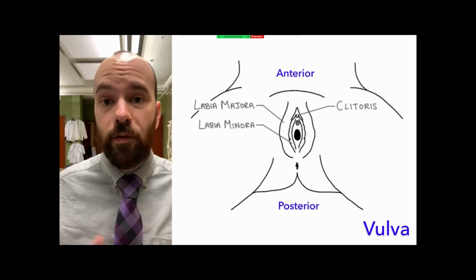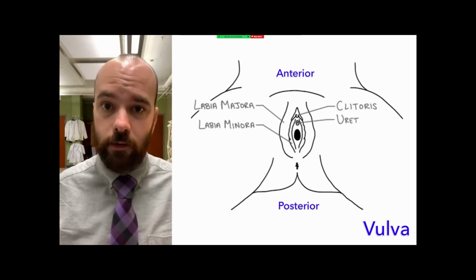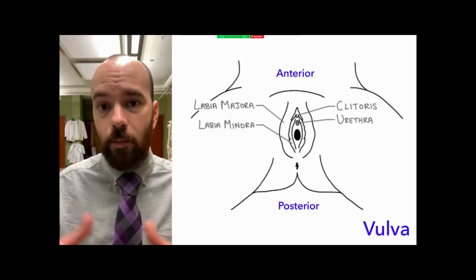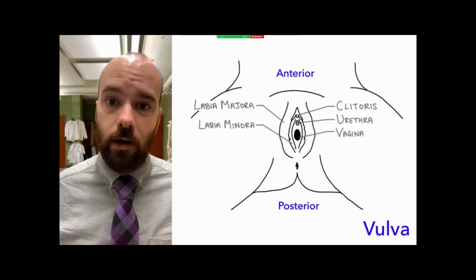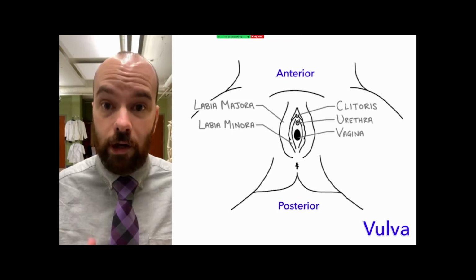Posterior to this, or below this on the diagram, is the urethral opening. And just posterior or below that in this diagram is the vaginal opening. On either side of the vaginal opening are going to be those Bartholin's glands, or the greater vestibular glands.